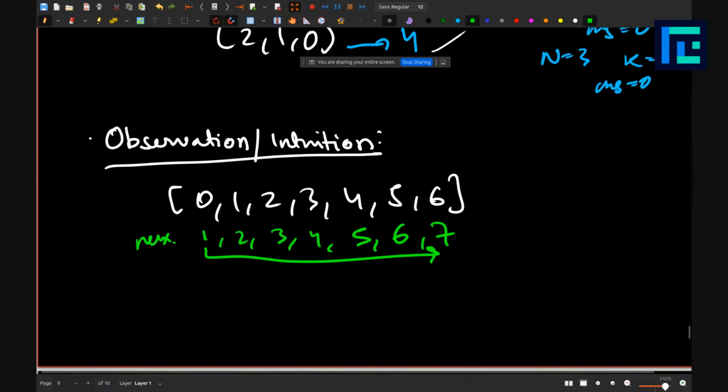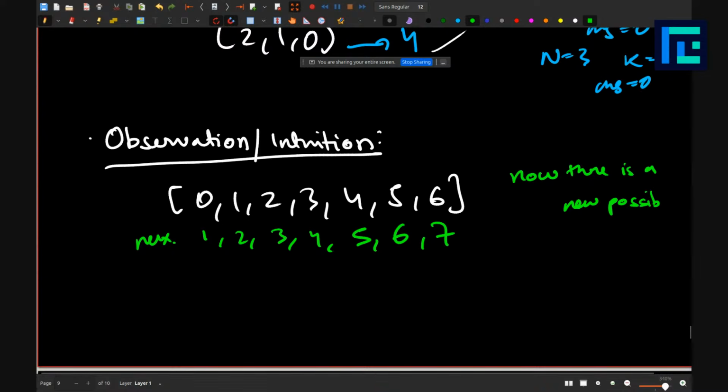So now I get a new possible MEX, right? So my k has increased. K has become one more because now there is a new possible MEX of 7. Or we can say that the number of possible MEX has increased by 1, correct? The number of possible MEX has increased by 1 if I added a 6 at the end. Okay, so far so good.